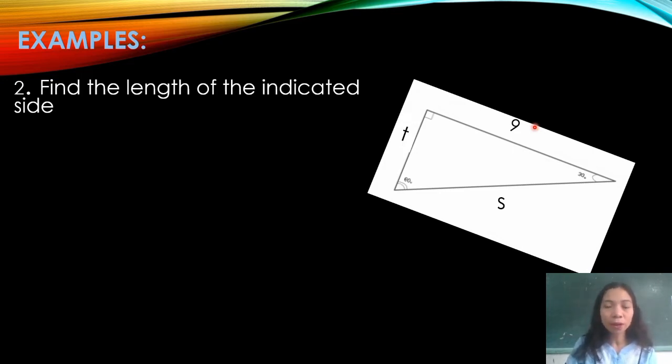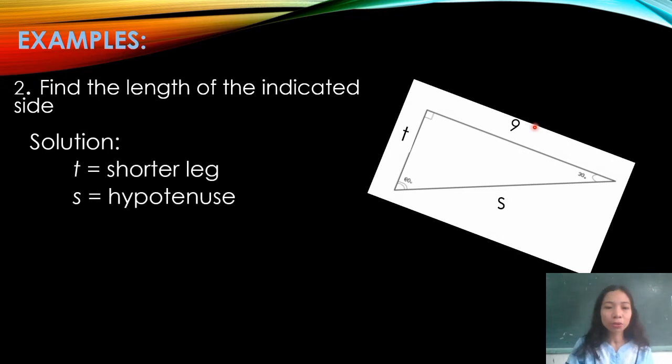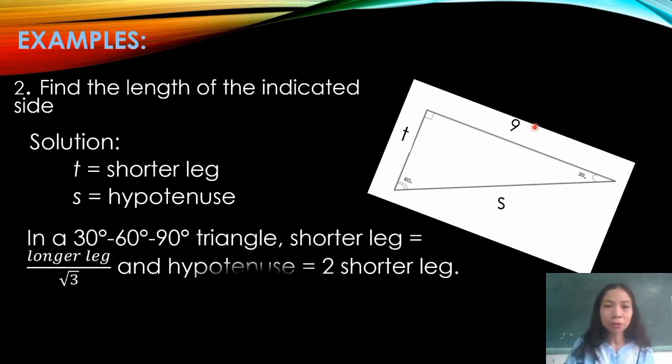So how are we going to find the measure of the shorter leg and the hypotenuse? By using the concept of the 30, 60, 90 degrees triangle, the longer leg is the square root of 3 times the measure of the shorter leg. Since the shorter leg is not given, and the given is the longer leg, we will do the reverse. The reverse of multiplication is division. So, to find the measure of the shorter leg, we are going to divide the longer leg by the square root of 3.